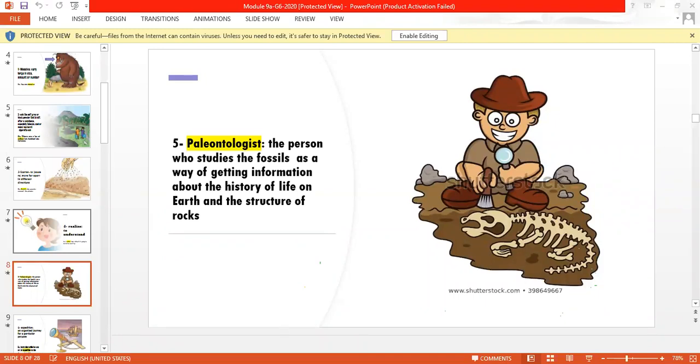So this is the paleontologist. A paleontologist is the person who studies the fossils as a way of getting information. From the fossils you can get information about the life of this animal that died millions of years ago, or the people that lived in this time, from their bones or from shells, and the characteristics of this living thing. Okay, next.